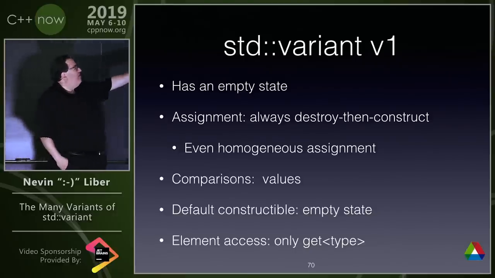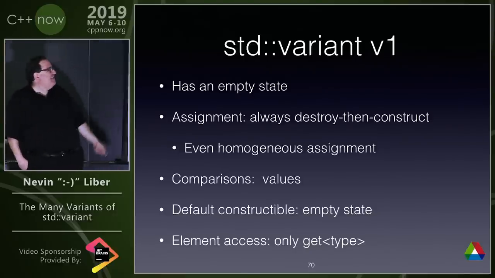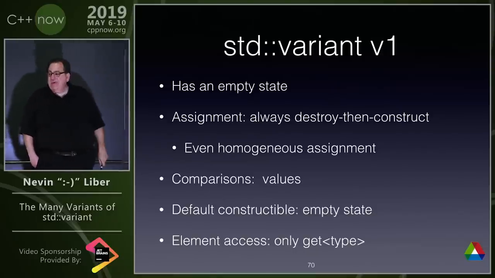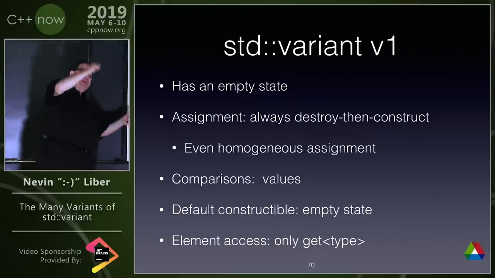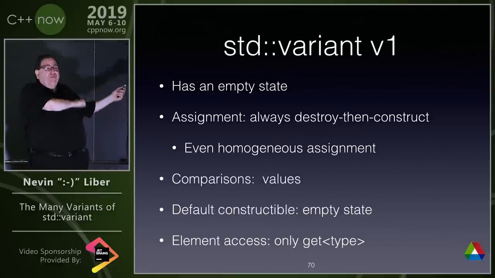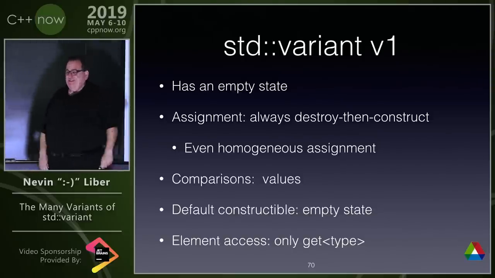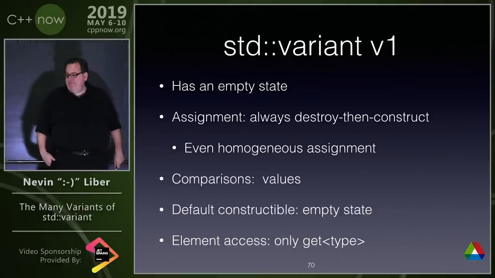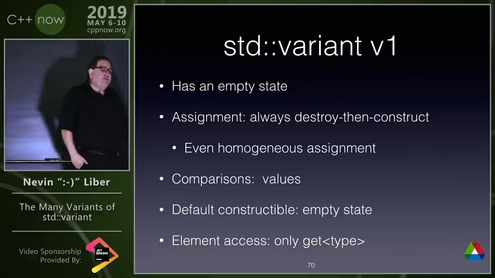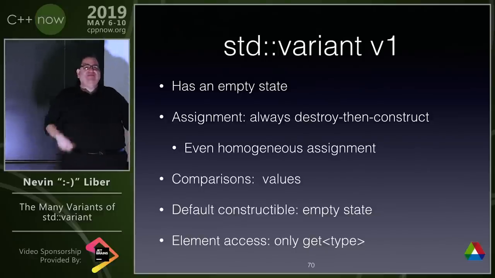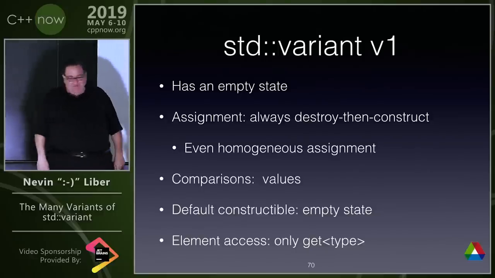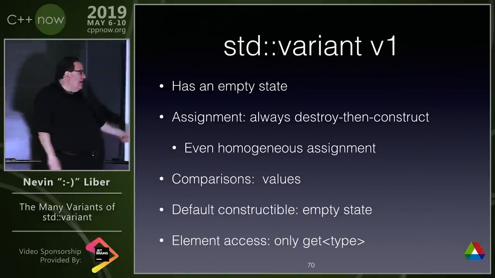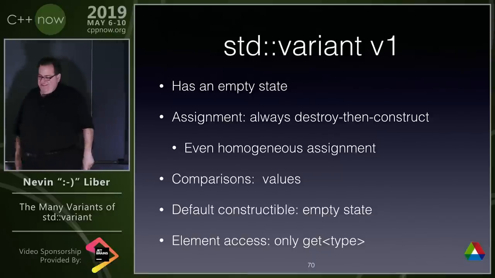So his first version of variant has an empty state. What he always does is assign, destroy, then construct, even for homogeneous assignment, which is why I brought that up before. He was going for consistency. He was not going to use the built-in assignment operator of a type. He wanted value comparison. At that time, he believed that was the least surprising route. Default constructible into the empty state. And he only had get. He did not have visitation.